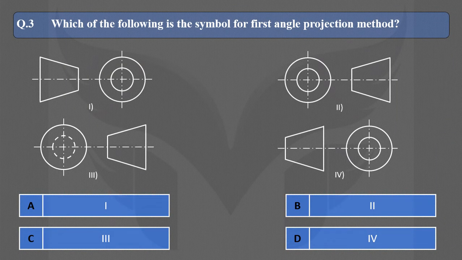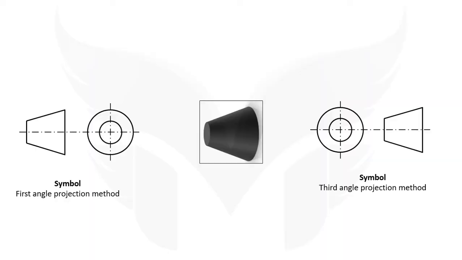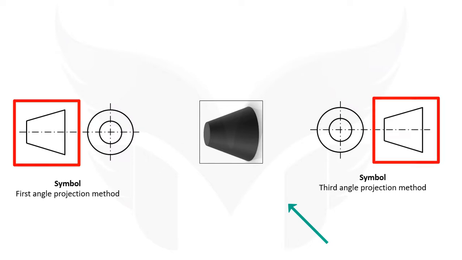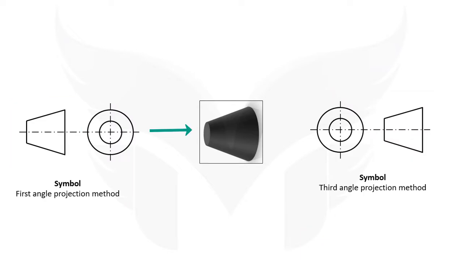Let's see the next question. Which of the following is the symbol for the first angle projection method? Dear friends, the symbol of the first angle and third angle methods of projection is derived from the front view and left hand side view of a frustum of a cone. Let's see how. Here we have a frustum of a cone, meaning a part of a cone without an apex. If we draw its front view looking in this direction, it would be like this. And if we draw its left hand side view looking in this direction, it would be like this.